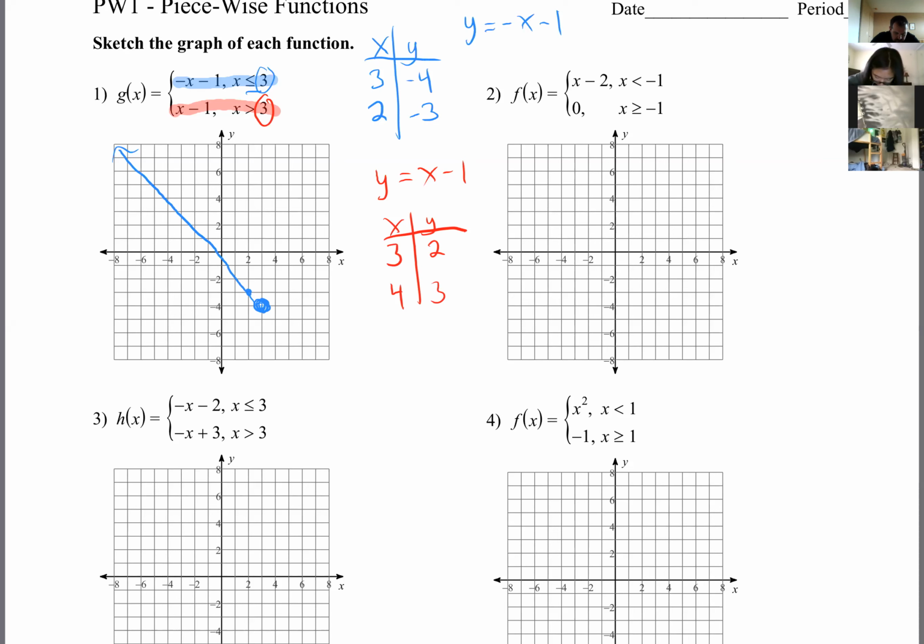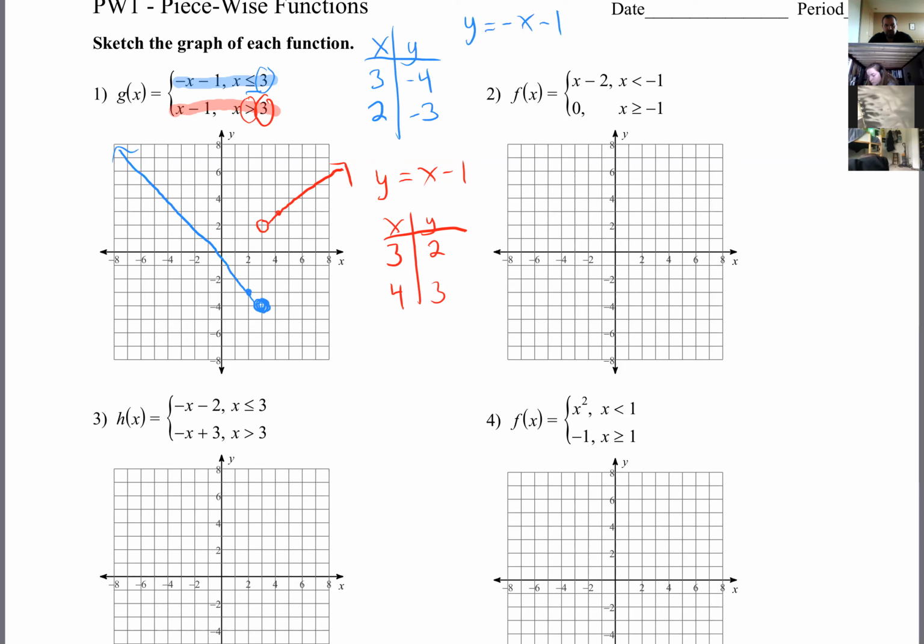So 3, 2. Is 3, 2 a hole? That would be a hole because it just says greater than. It doesn't say or equal to. And then 4, 3 is going to be right here. So this piece is going to go like this. So we are done with problem 1. I think I got it.